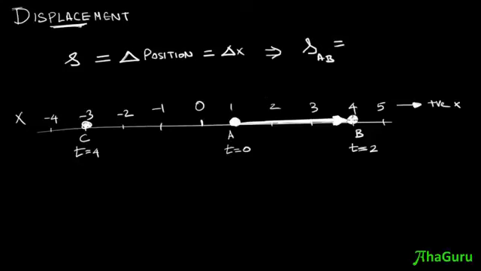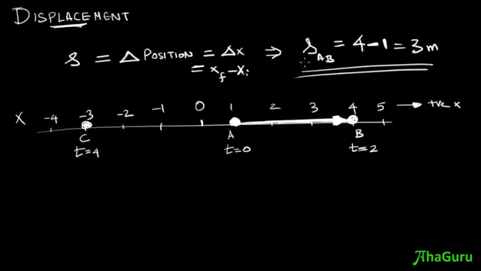which means I have to talk about the final position minus initial position. It's always final position minus initial position. Change is always final minus initial. So it is 4 minus 1, 3 meters. So my displacement S_AB is 3 meters.